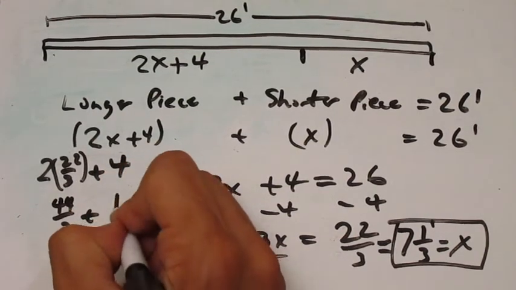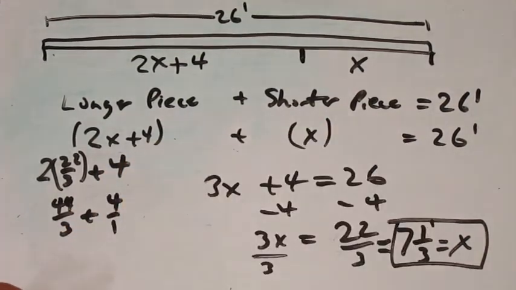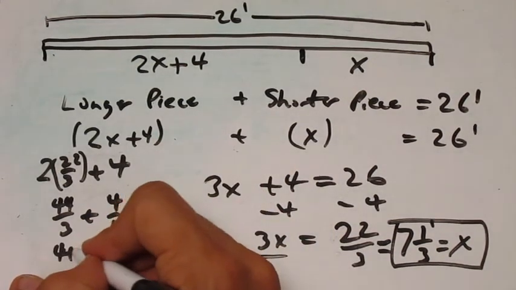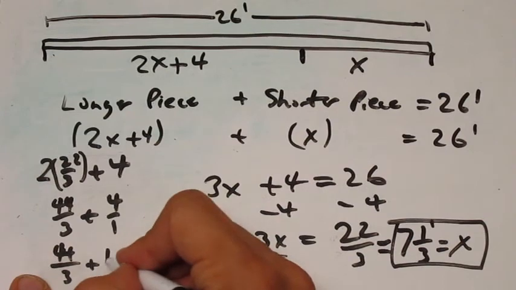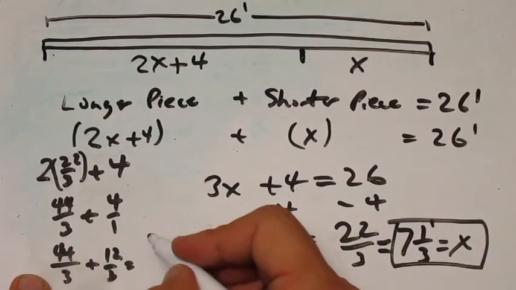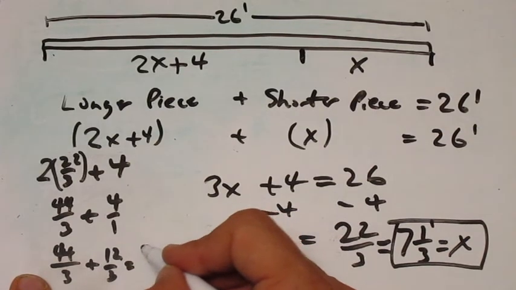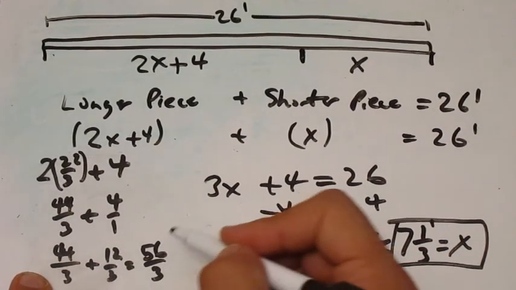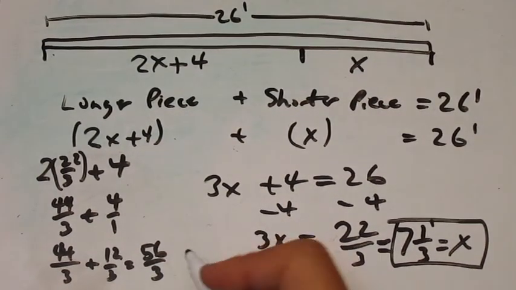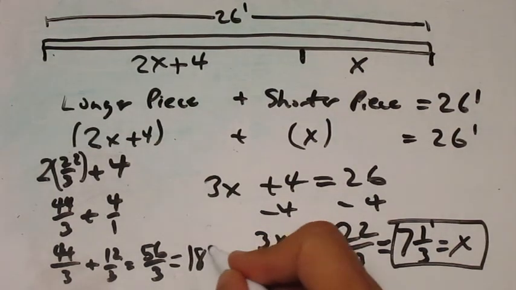Then you change 4 over 1 by multiplying by 3 over 3, and you get 12 over 3. Now you have 44 over 3 plus 12 over 3, and with a common denominator you just add the numerators: 44 plus 12 equals 56 over 3. The last thing you do is divide 56 by 3 and you get 18 2/3. So your longer piece is going to be 18 2/3 feet.